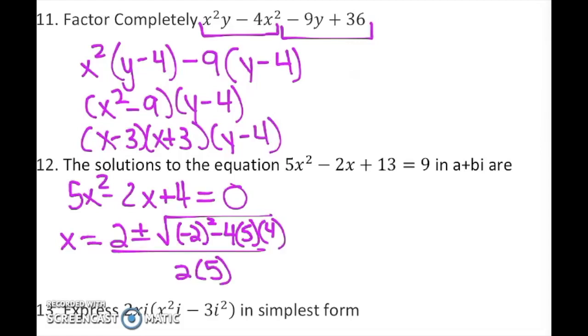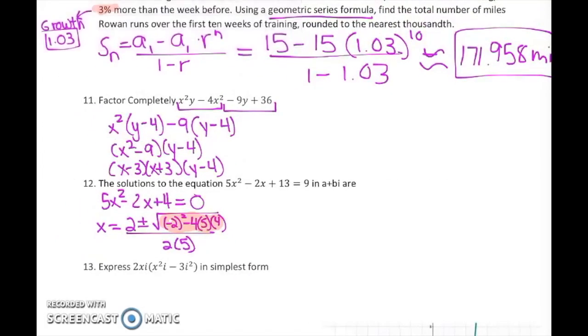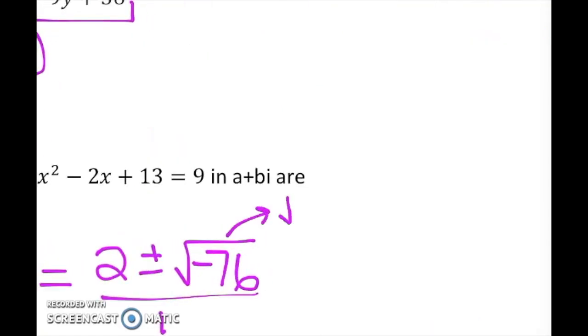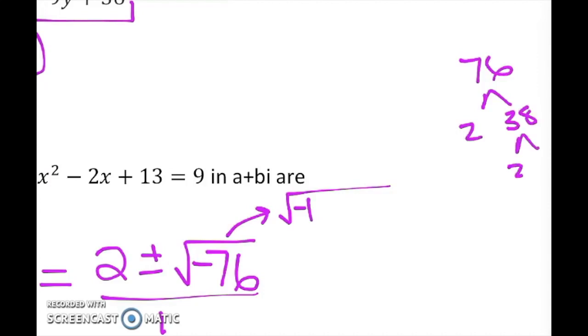Now, let's simplify. Start with what's under the radical. Do not put the radical in your calculator, just what's under the radical. So that's 2 plus or minus the square root of negative 76 all over 10. Now, 76, well, okay, I know that's negative 1, and I can make a factor tree for 76. That's 2 times 38, and that's 2 times 19. So this is 2 times 2 times 19.